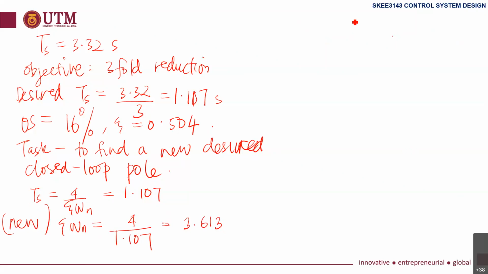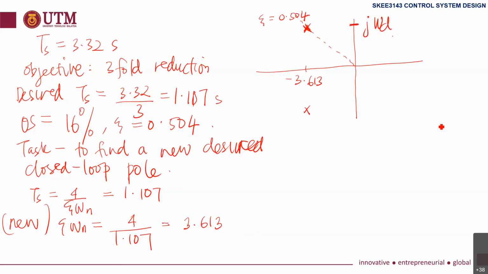Right? So if I can draw the dominant pole here, it is here, the new dominant pole. The value here is minus 3.613. And if I draw the zeta line, zeta here is 0.504. Next, we need to find this value, the j omega d value here.